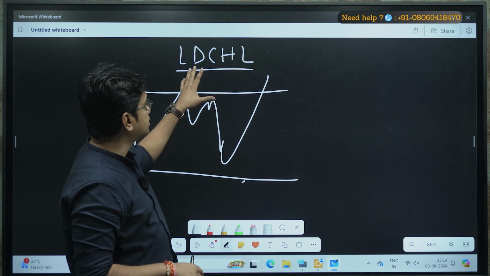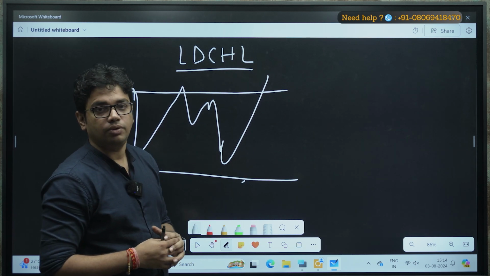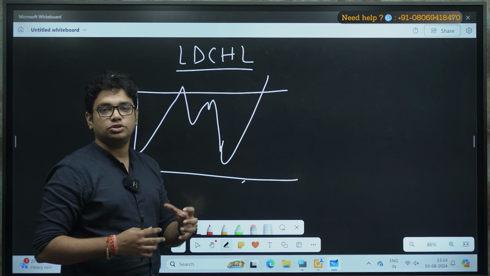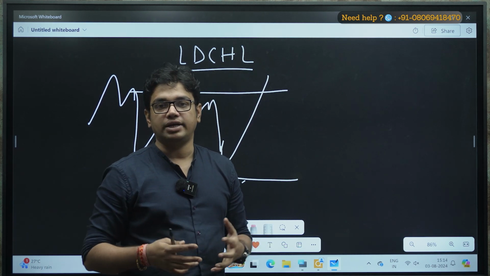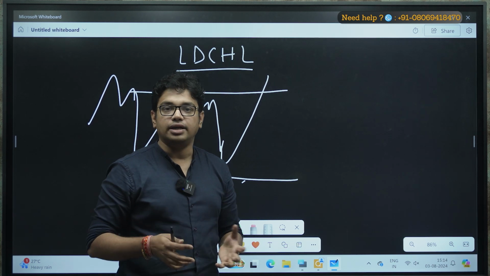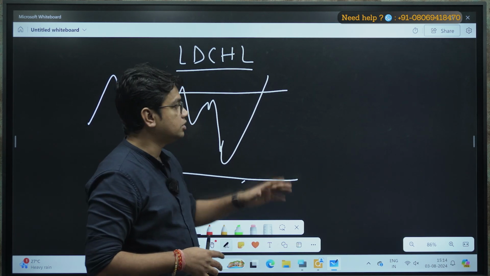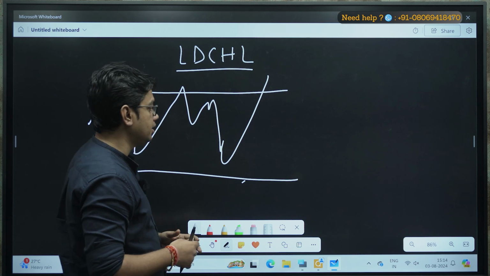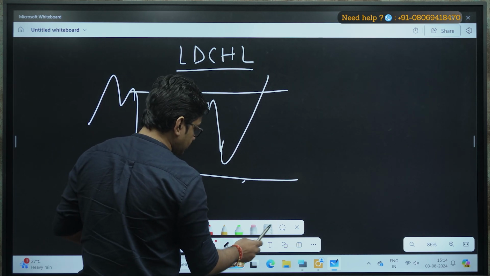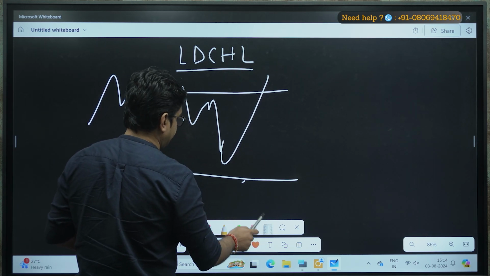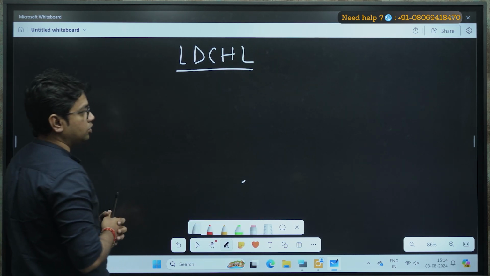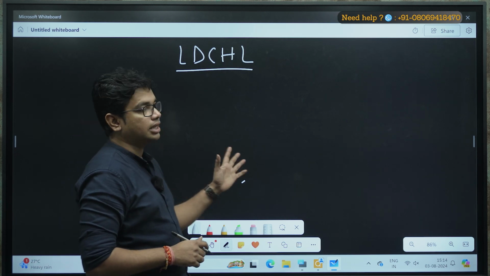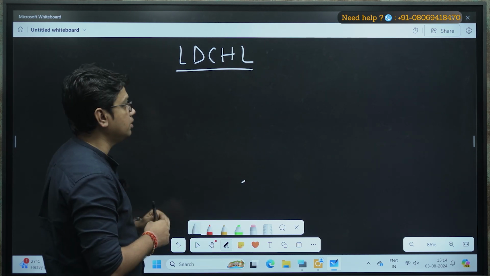So by using this concept, last day closing high and low, it will be much easier for us to take the trade. Those who are new traders, and those who don't want to spend more time analyzing stocks or indices, will find this much easier. First of all I'll show you the resistance and support concept, then I'll show you how to take the trade according to this concept.